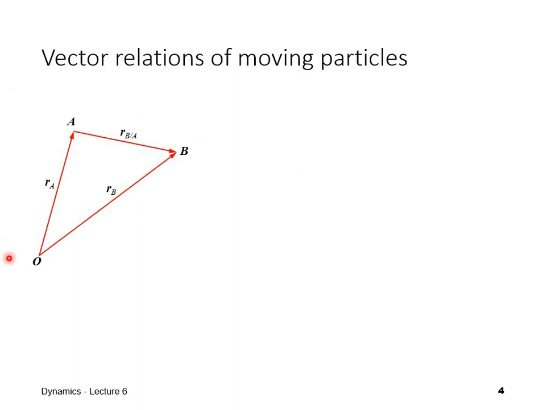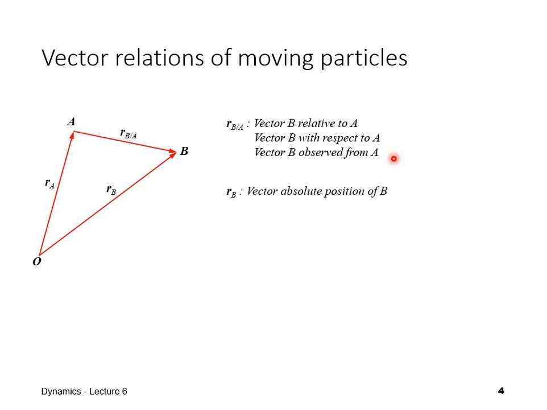From the previous explanation, RBA, in another way of explanation, is vector B relative to A, or vector B with respect to A, or vector B observed from A. So RB is the absolute position vector of B, referring to O.